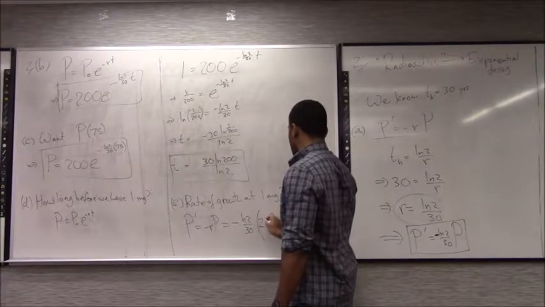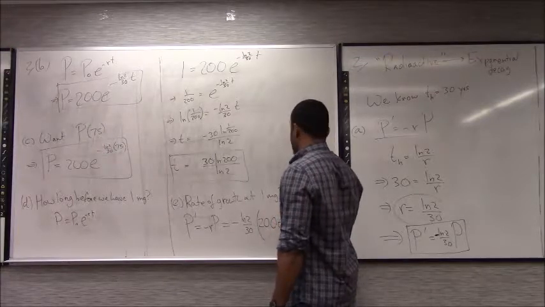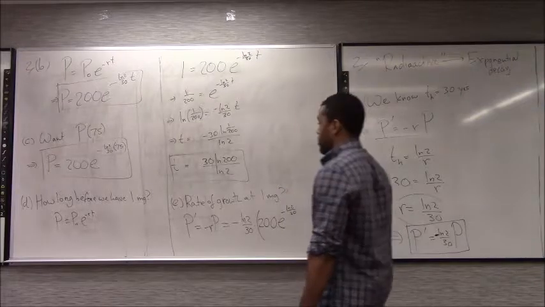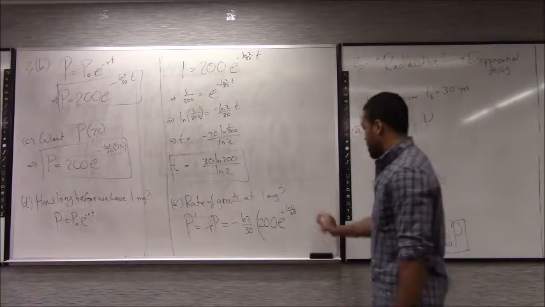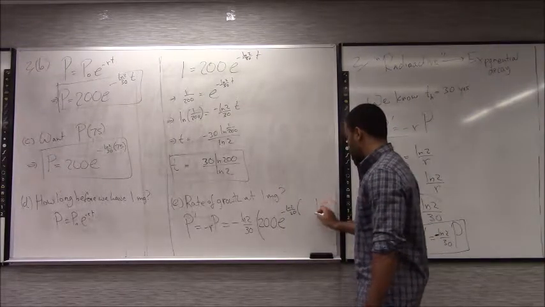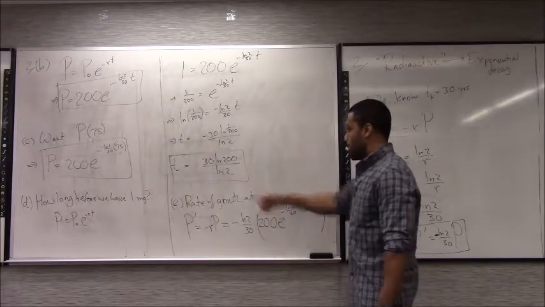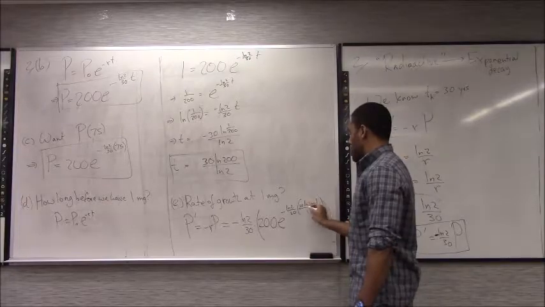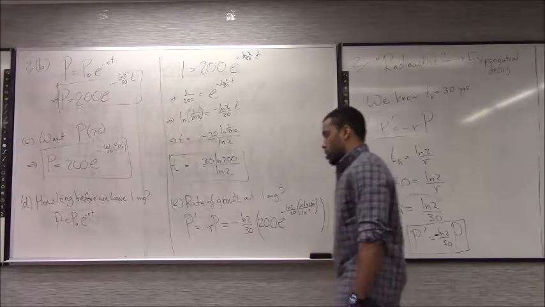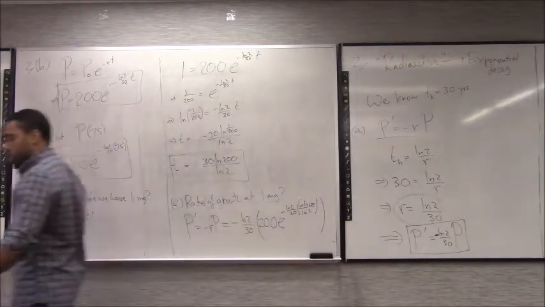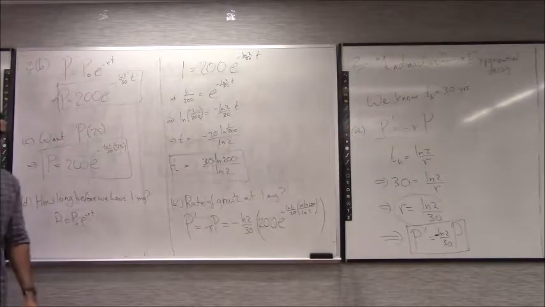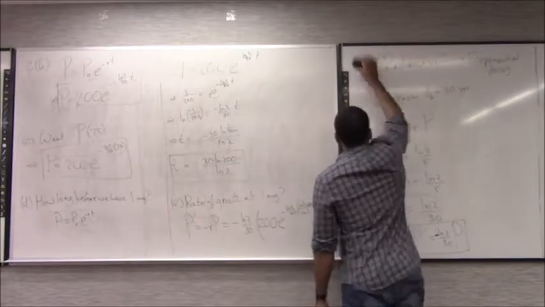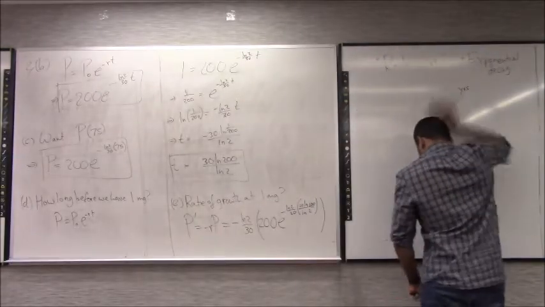So it's going to be 200 e to the minus ln 2 over 30, and then you plug in the time for there to be 1 milligram, which we found in the previous one: 30 ln of 200 over ln of 2. Now that answer can be very much simplified, but at this point I don't really care about simplifying. I just want to know that you can understand the equations and know when to use them.